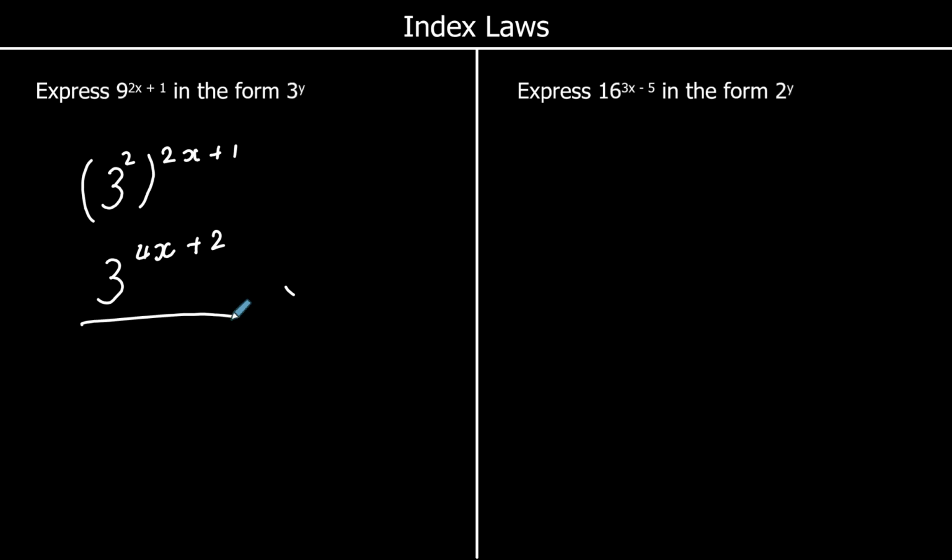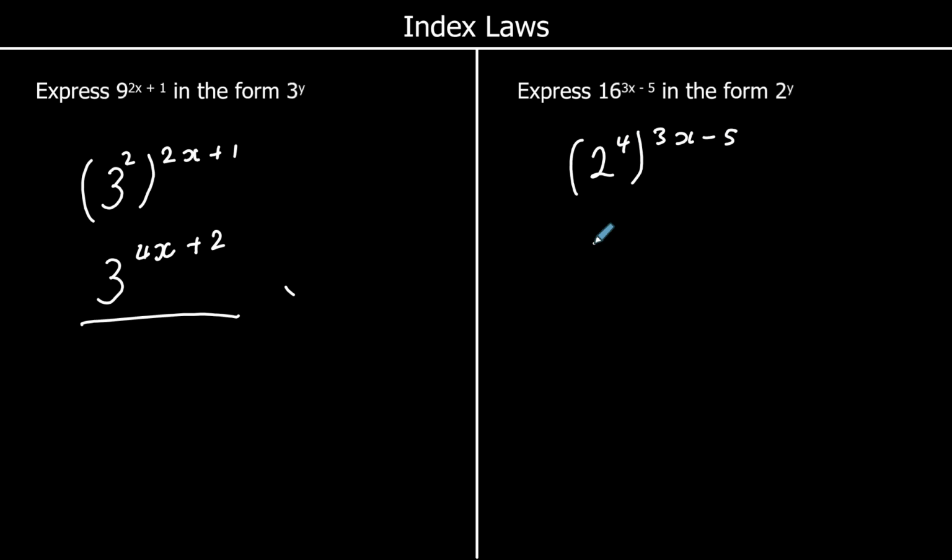Here's one for you to try. So have a go at this one. So we're going to express 16 to the power of 3x minus 5 in the form 2 to the power of y. So we can change 16 into 2 to the power of 4. So it's 2 to the power of 4 to the power of 3x minus 5.